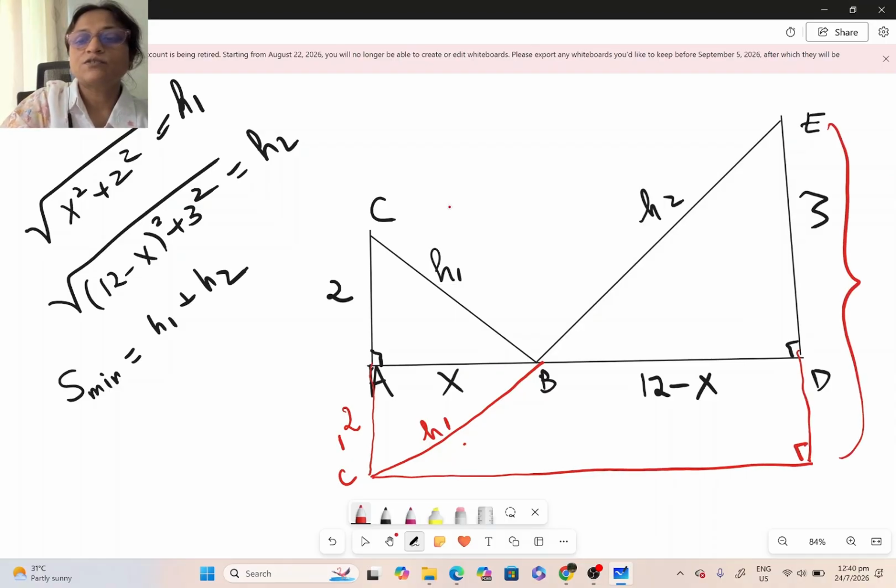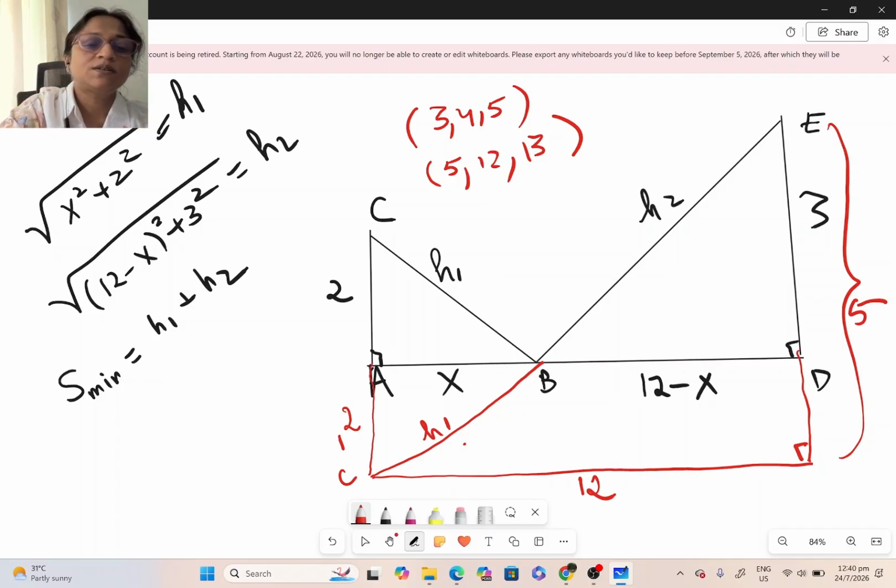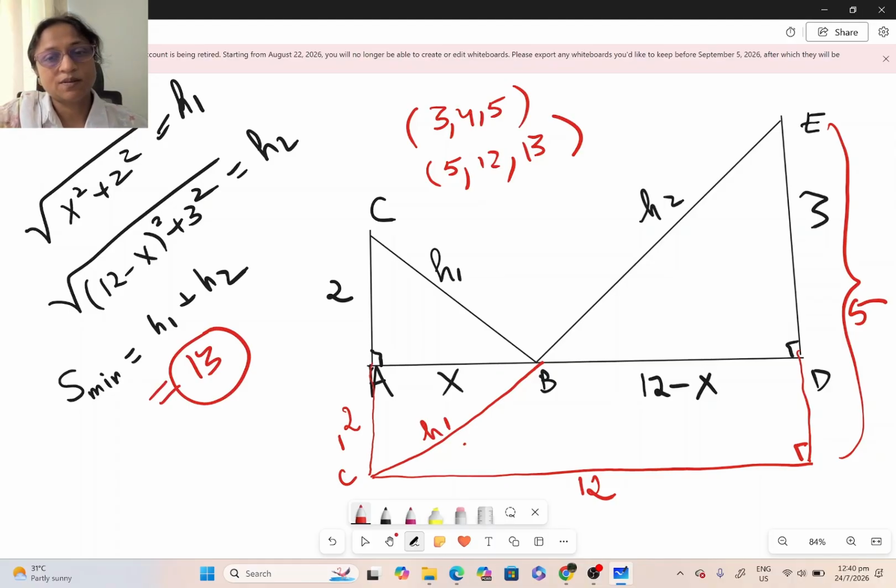Now when I make a big right angle triangle, this distance here is how much? 5, because this was 2 and this is 3, and the other leg is 12, we know. So by Pythagoras, it should be 13, because if you know the Pythagorean pairs, 3, 4, 5 is a Pythagorean pair because 5 square is equal to 3 square plus 4 square. Similarly, 5, 12, 13 is also a Pythagorean triple. So even without calculating, we know that if the legs are 12 and 5, this has to be 13. So the minimum value is 13. That is our answer, right?